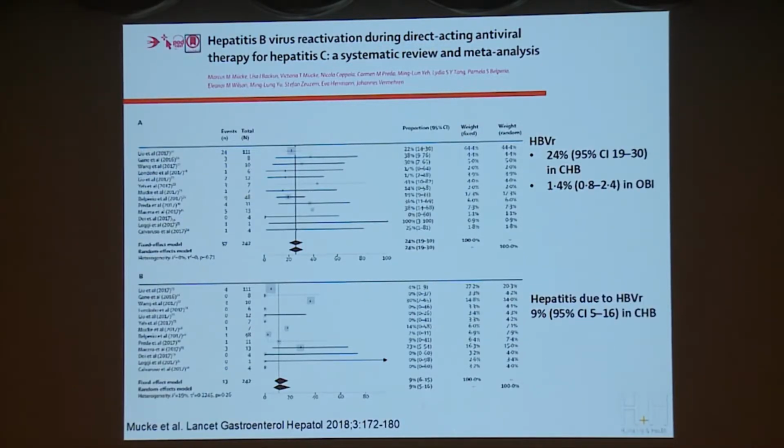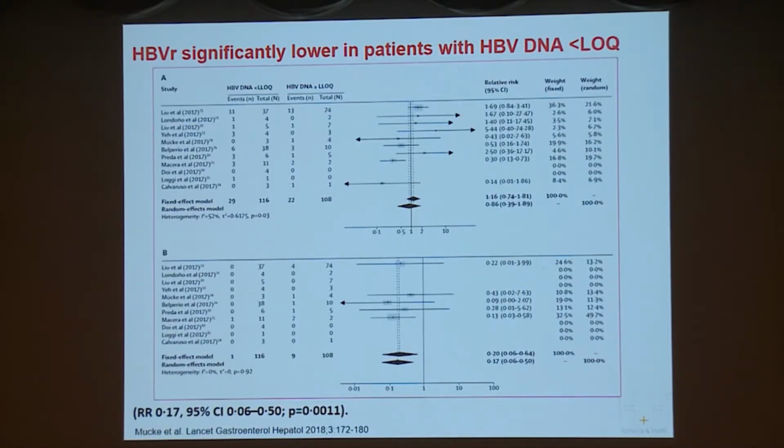Well, recently there's another systematic review. They collected more data, and it was published in the Lancet GH by another group, which also shows that hepatitis due to HBV reactivation is a problem in patients who are surface antigen positive with chronic hepatitis C infection. Because they have more data, they were also able to understand the importance of HBV DNA levels and their impact on hepatitis due to HBV reactivation. As you can see here, patients who have very low HBV DNA have a significantly lower risk of hepatitis due to HBV reactivation when co-infected and treated with DAAs.